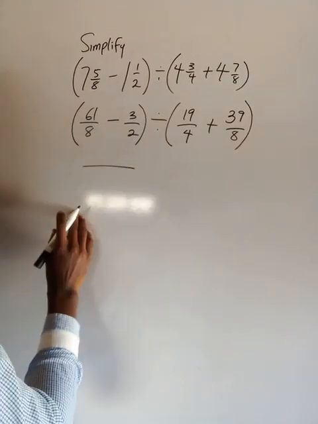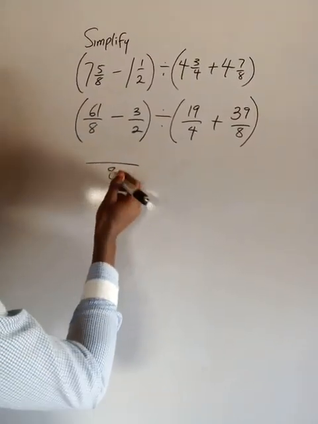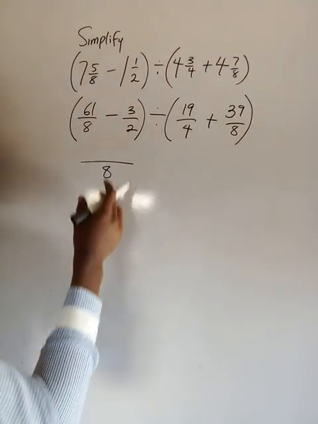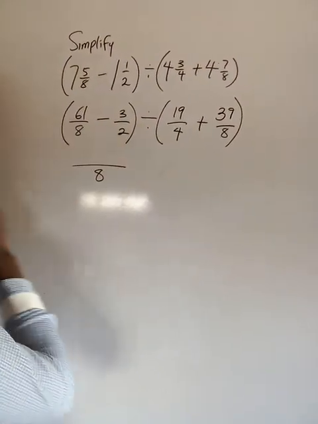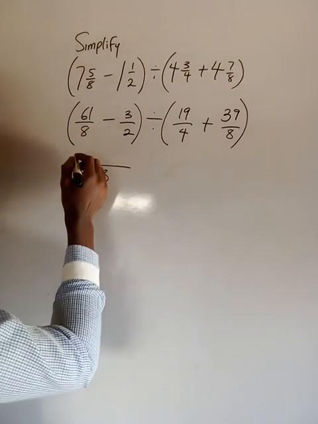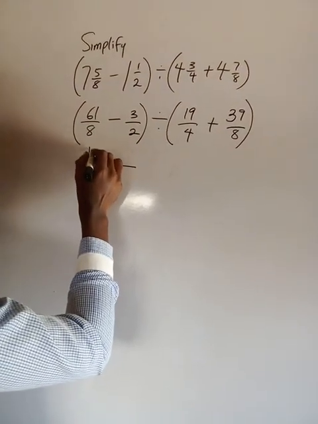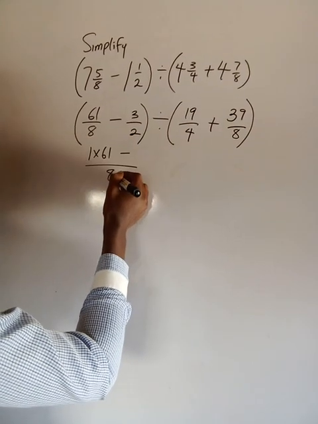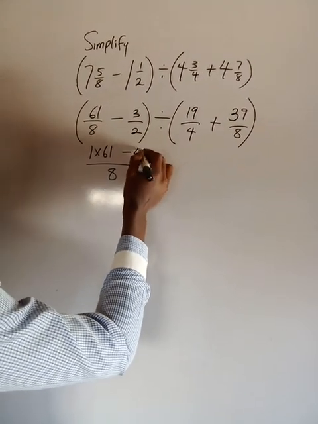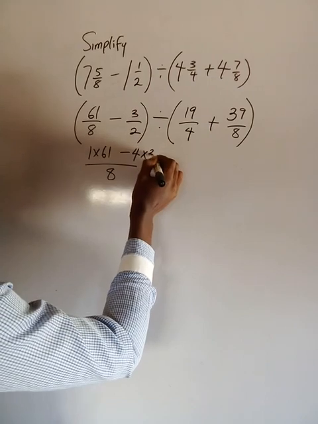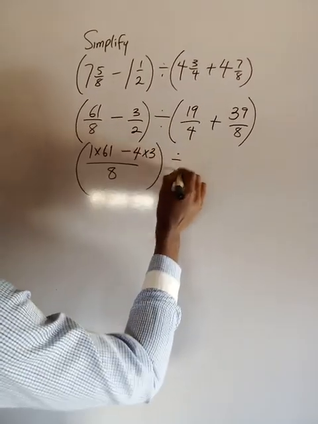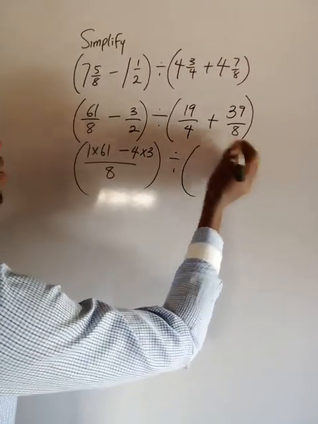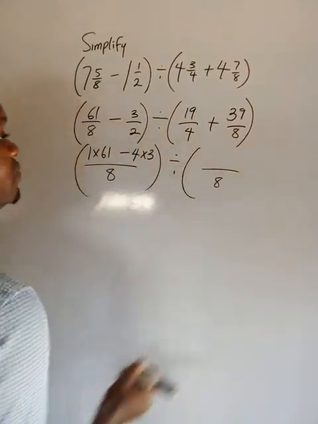The best thing is to take the LCM, and that is 8. We are choosing 8 because it is the least among the common multiples of 8 and 2. So 8 divided by 8 is 1, and 1 times 61 is what we shall have up here. Then minus 8 divided by 2 is 4, then we shall have that 4 multiplied by these 3. Then divided by the LCM of 4 and 8 is actually 8.